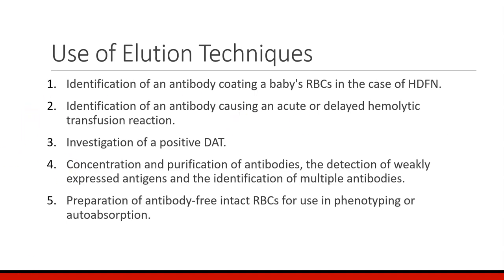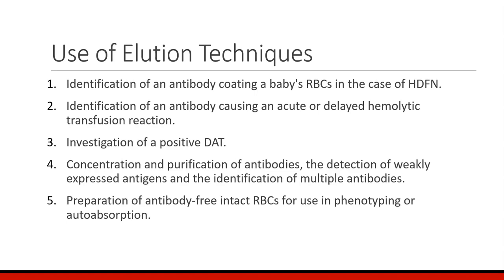The uses of elution techniques go from the most common to the least common. So the most common used to be for identification of an antibody coating a baby's red cells in the case of hemolytic disease of the fetus and newborn. And I talk about baby's blood being two parts. The cells are from the fetus, but the plasma, of course, has the antibodies from the mom. So they're two patients in one.